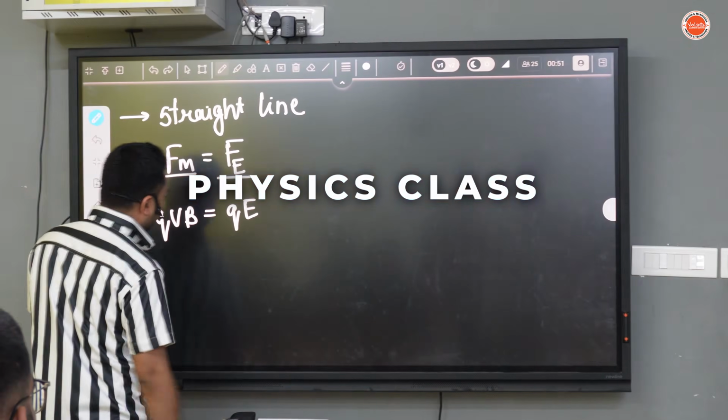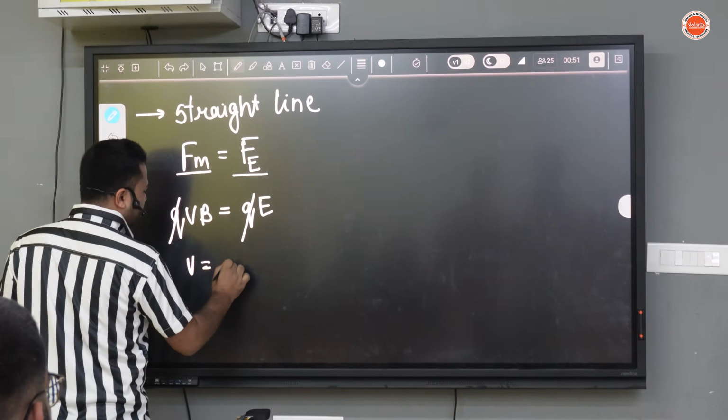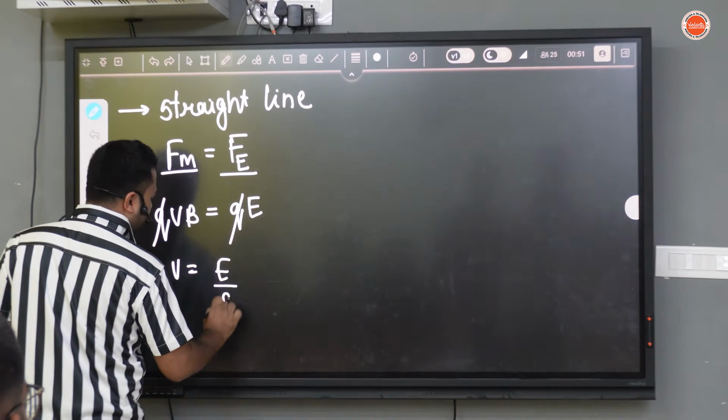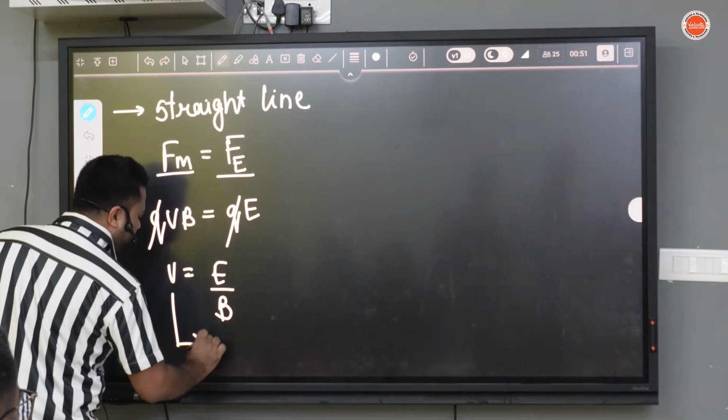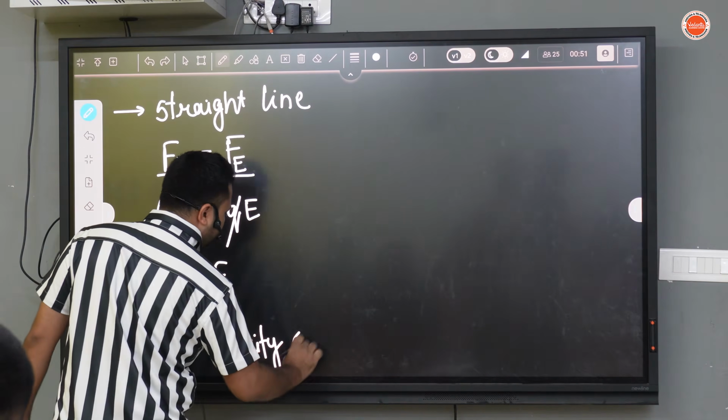Equals to Q into E. Q cancel. This velocity is coming out to be E by B. Now this velocity is called velocity selector.